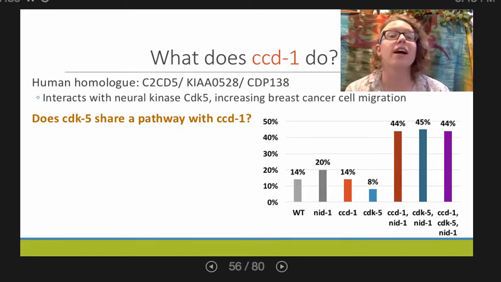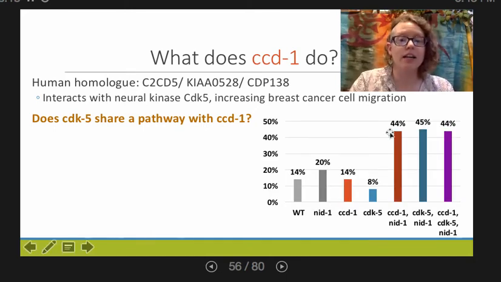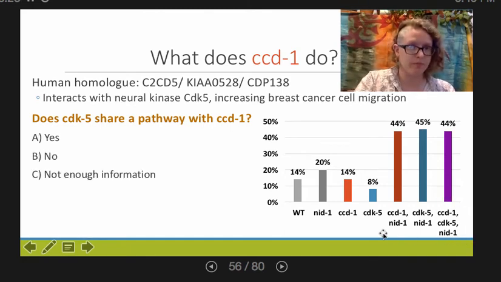We did a genetic interaction study. Here are our single mutants. Here's CCD1 and nitrogen-1 null mutants. And here's a CDK5 nitrogen-1 null mutant. And here is all three of them missing together. Does CDK5 share a pathway with CCD1? Yes, no, or this is a trick and you're going to give us more information soon.